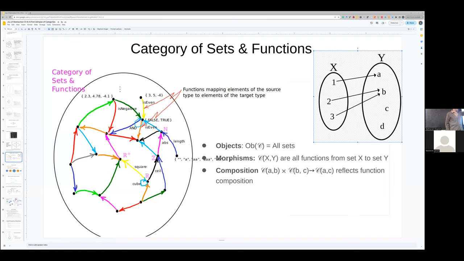So here the objects are sets, okay? They're sets, right? Here's a set of false and true. Here's a set of 3, 5, and -4. Here's another one. It's 2.3, 4.78, and -4.1. Okay. Those are the objects. The objects are sets.